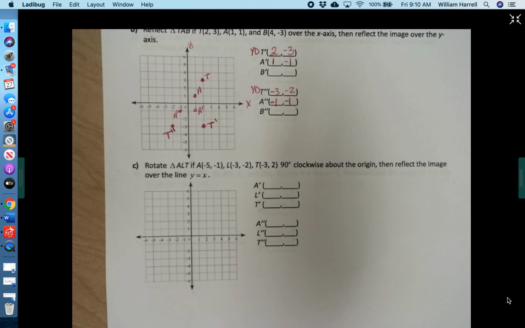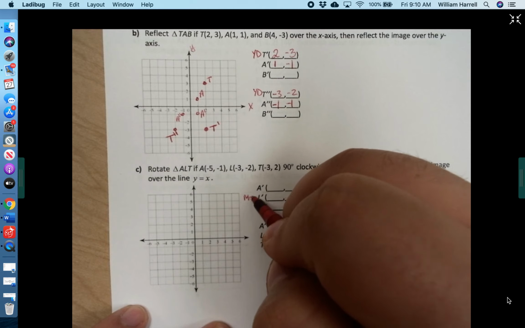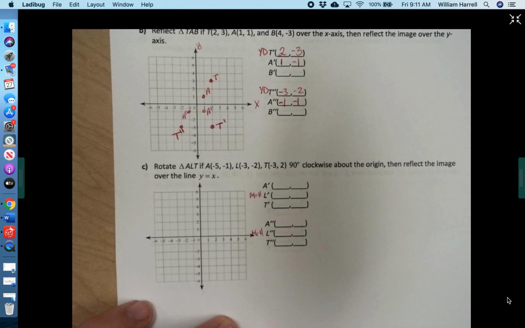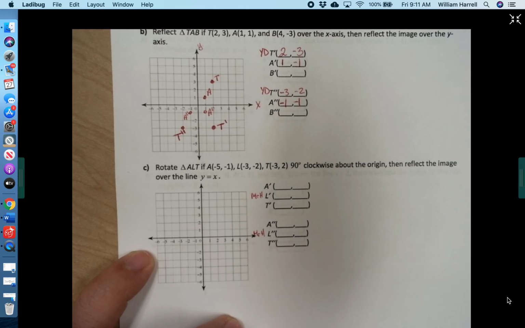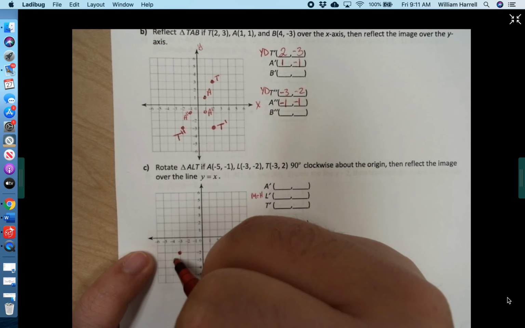Then C. Again, I'll do 1, then y'all do 1. Again, I pick ones that are closest to the origin. L and T. I'm going to choose L. Again, what is the first thing I do? I plot the point I'm working with. Okay, so negative 3, negative 2 is L.